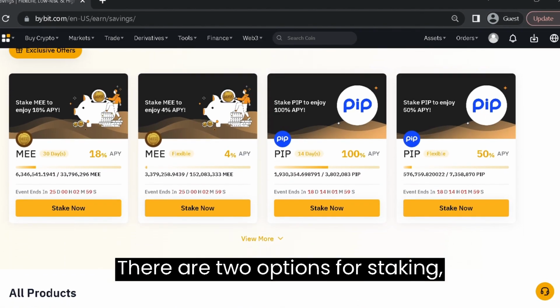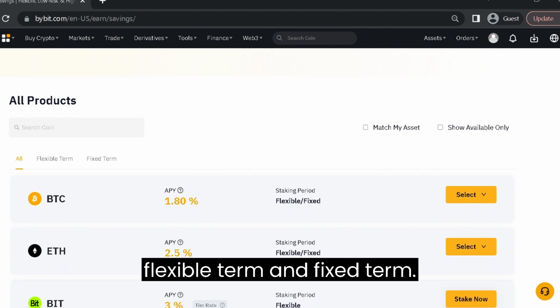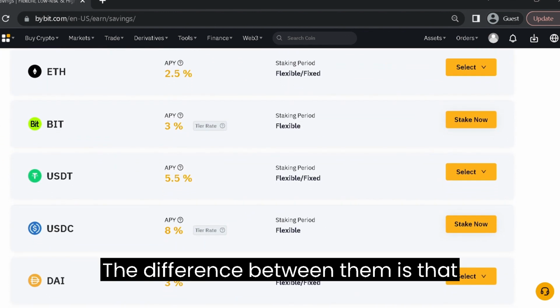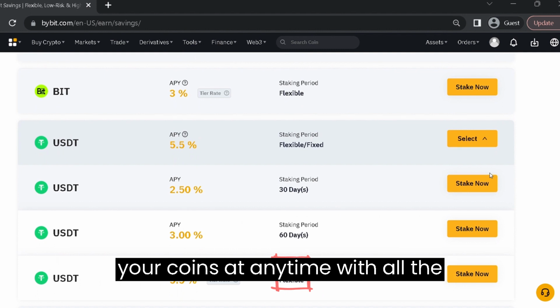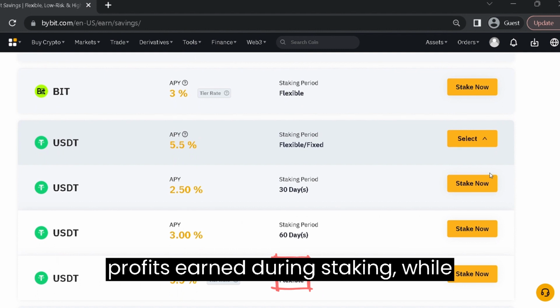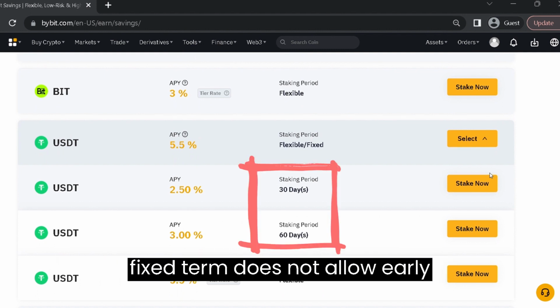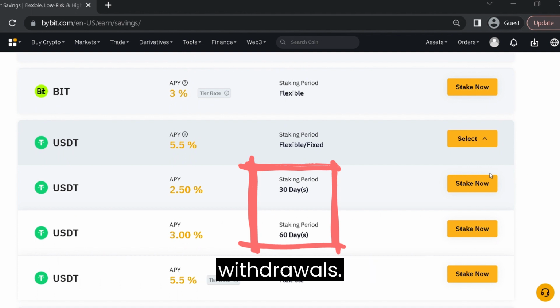There are two options for staking, flexible term and fixed term. The difference between them is that flexible term allows you to withdraw your coins at any time with all the profits earned during staking, while fixed term does not allow early withdrawals.